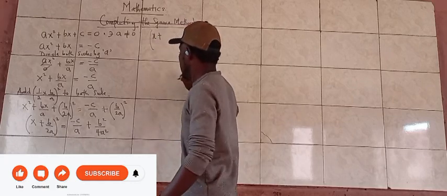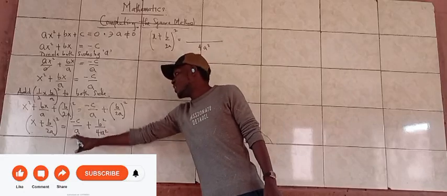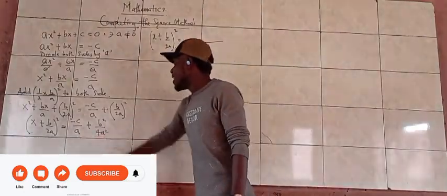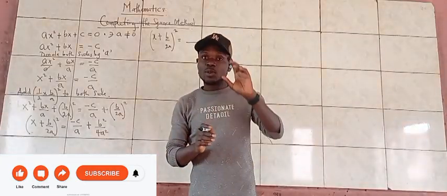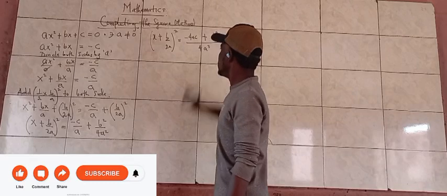making the right hand side become a single expression. So 4a squared, what does it become? The LCM is what? 4a squared. The LCM of a and 4a squared becomes 4a squared. So how many a can I see in 4a squared? I can see 4a. And 4a times minus c means minus 4ac, plus how many 4a squared can I see in 4a squared? 1. 1 times b squared simply means b squared.